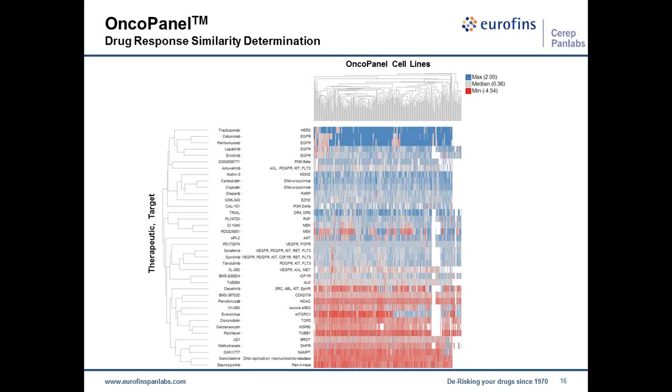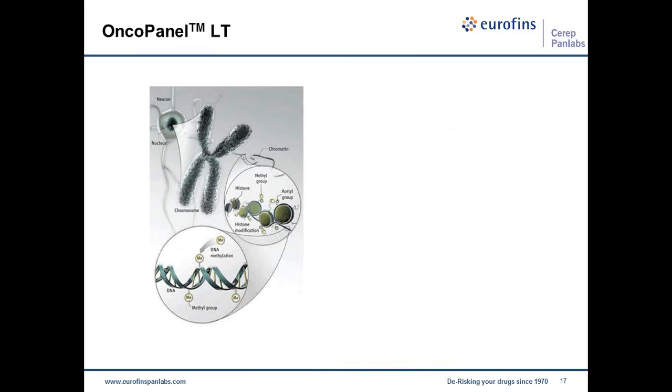One of the other things borne out in this particular slide is that chemically distinct agents with a shared mechanism of action cluster quite similarly. And this also speaks to the quality of the data. We wouldn't see this clustering similarity if the data quality was poor. Okay, so that's an overview of Oncopanel.